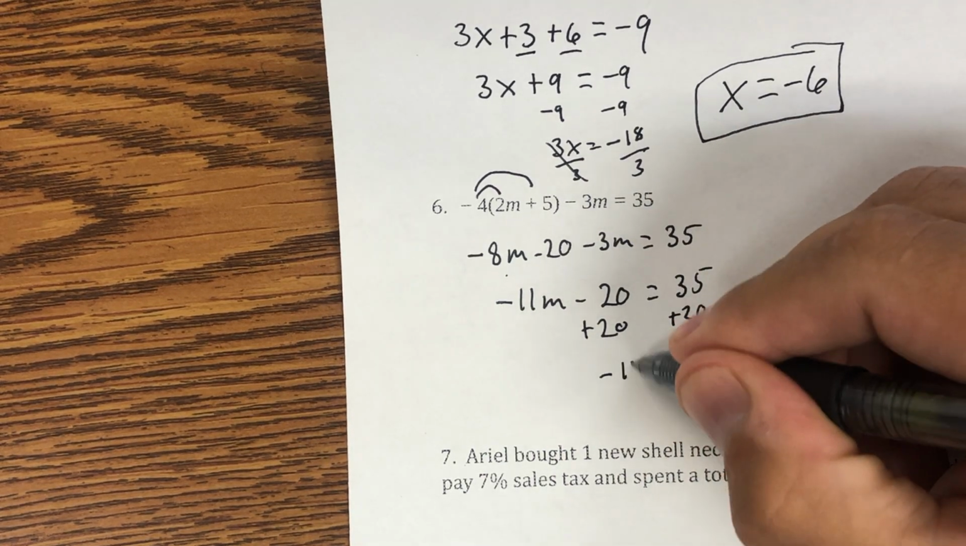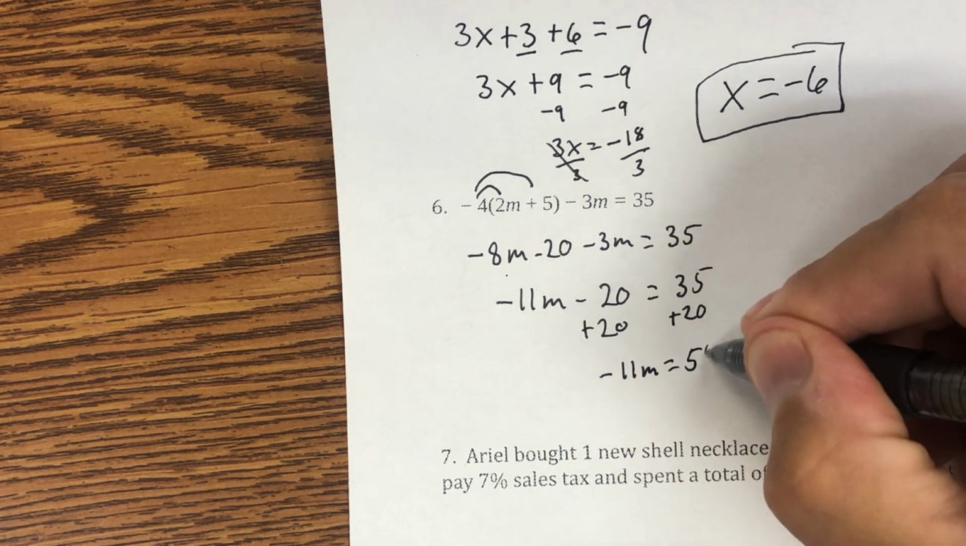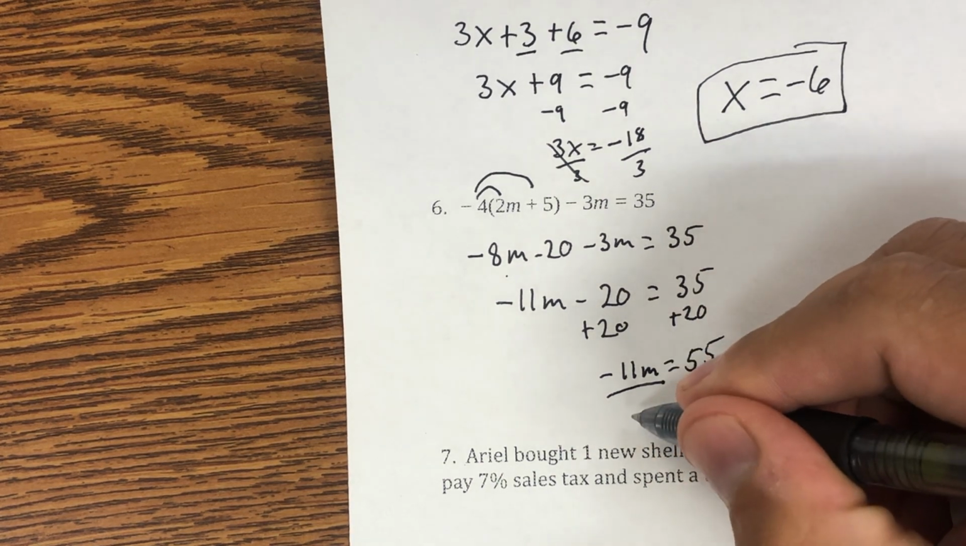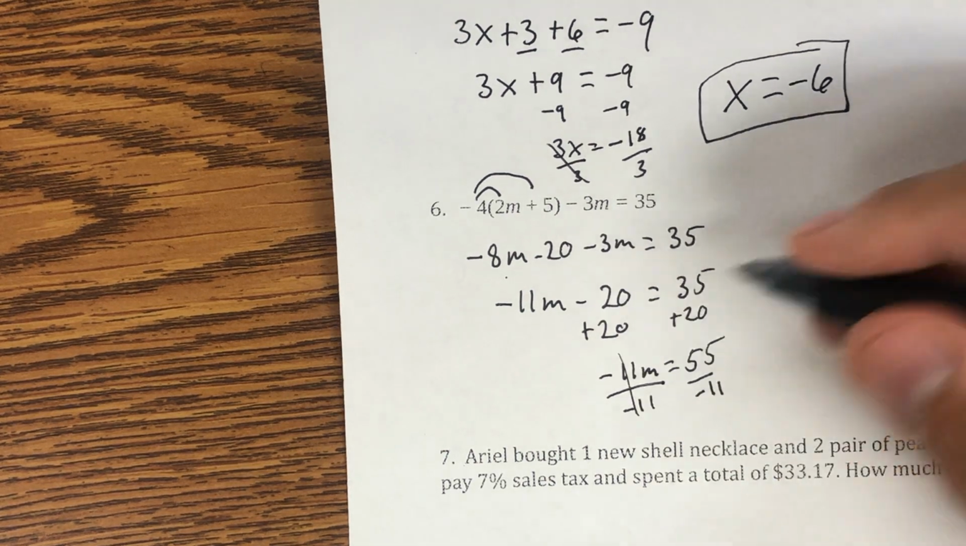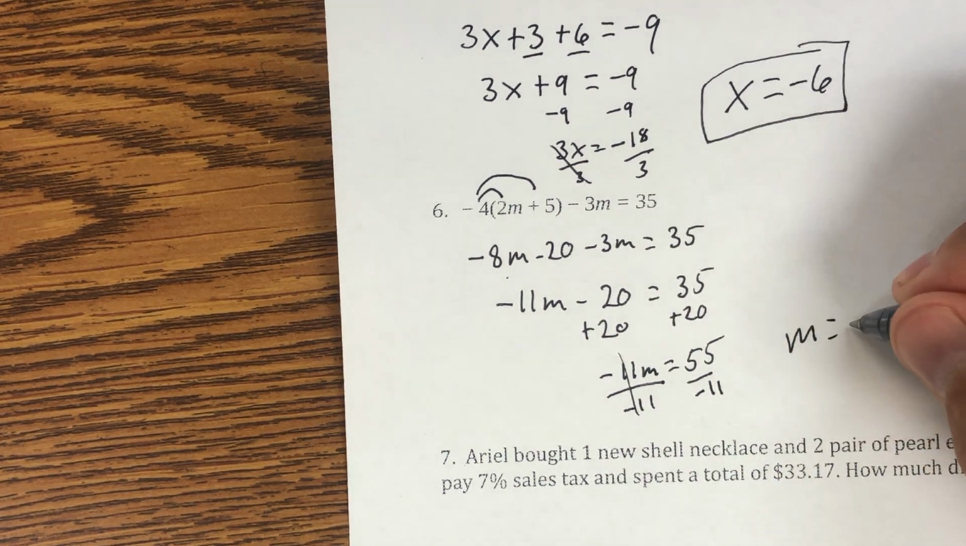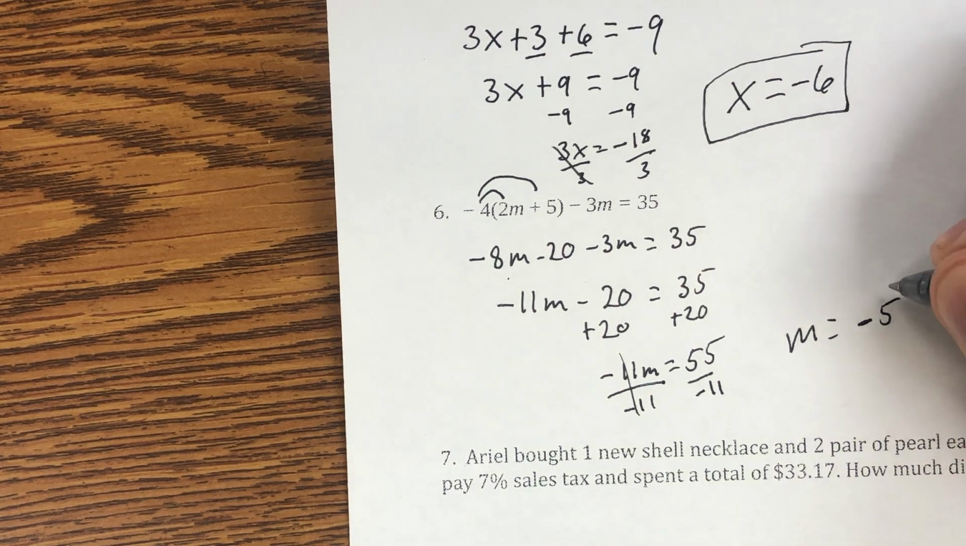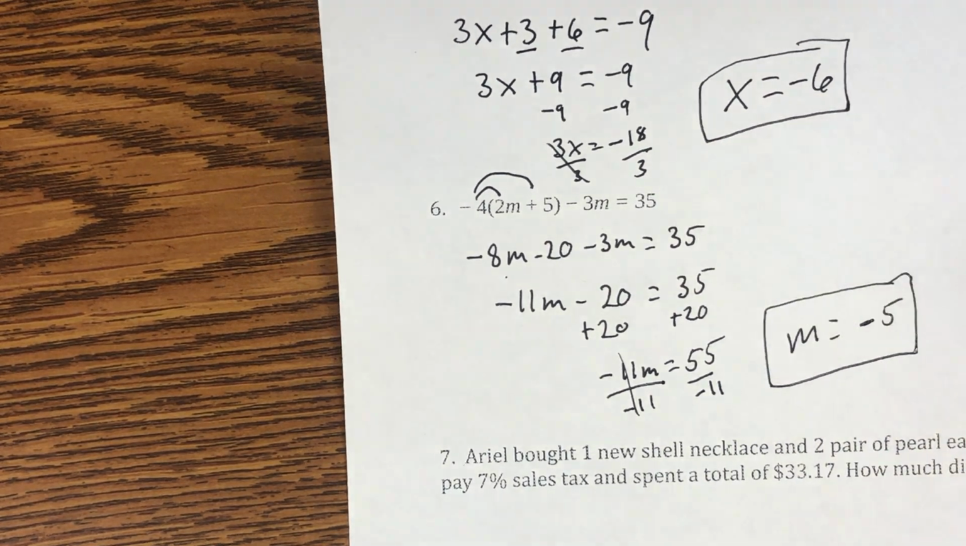And we got negative 11m is equal to 55. Divide by negative 11. Both sides, do it to one, have to do it to the other. And m is equal to negative 5. If you need to use a calculator for that division, feel free.